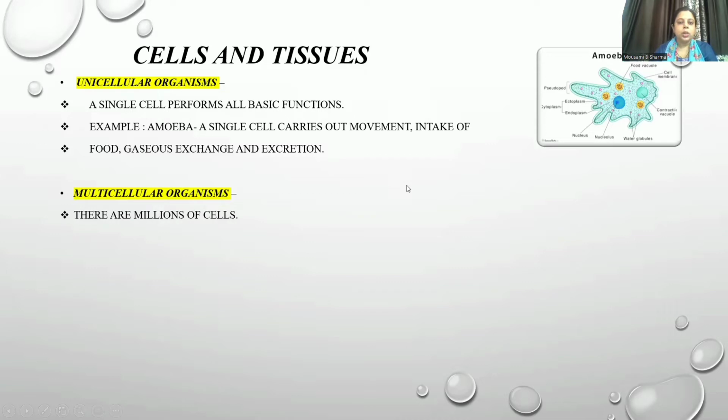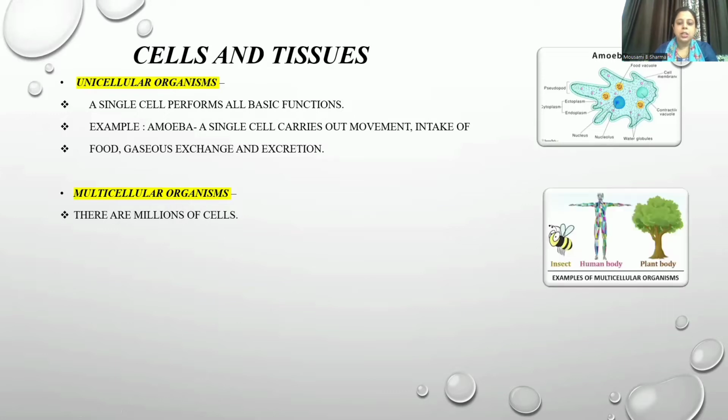By the name only you can make it very clear that the organism which has many cells, they can have millions of cells, is known as a multicellular organism. So what are examples of multicellular organisms? Insects, animals, humans, plants. They have numerous cells. That's why they are known as multicellular organisms.